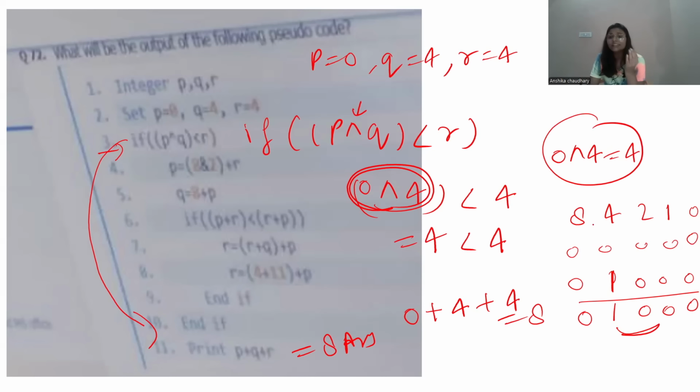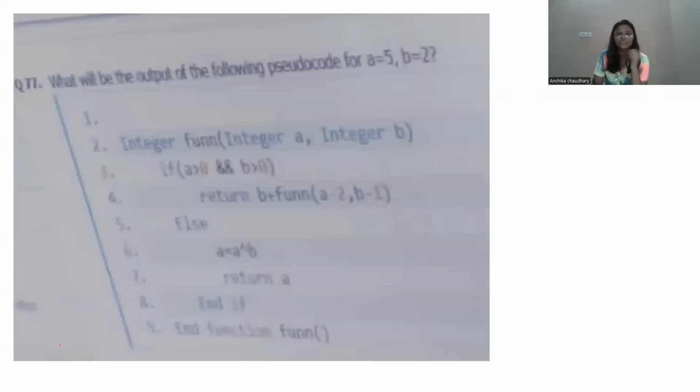So rather than going for the long procedure, if you have to take the XOR of any number with 0, the answer will be that number itself. You can remember it directly. So it will be 4. Now the condition is going to be false only, so the answer will be 8, as I have discussed already. Okay, so let's move on to the next question.